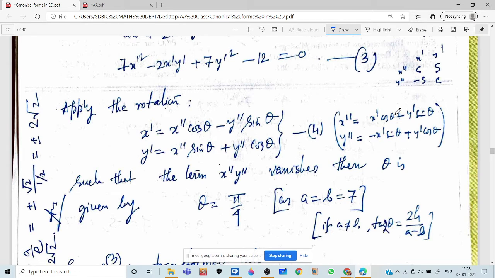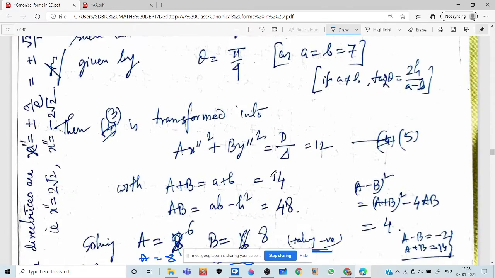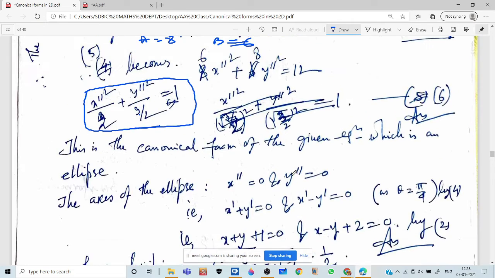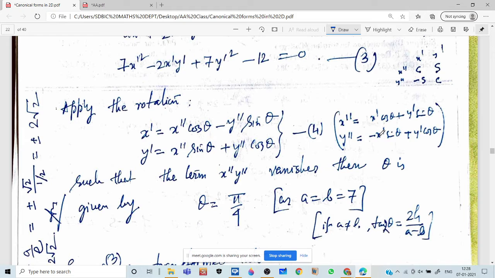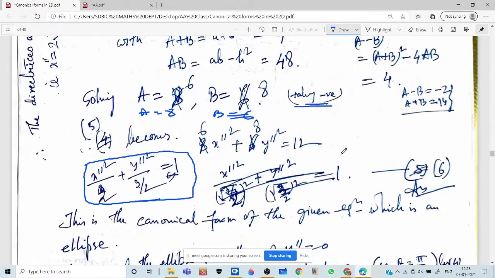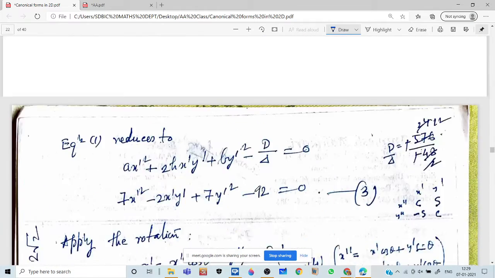So put theta equal to pi by 4, and you get x double dash equal to x dash by root 2, y dash by root 2, taking 1 by root 2 common. So x double dash equal to 0 means x dash plus y dash equal to 0, and similarly y double dash equal to 0 gives minus x dash plus y dash equal to 0. Taking the common minus sign, you get x dash minus y dash equal to 0, and x dash and y dash are given by this.